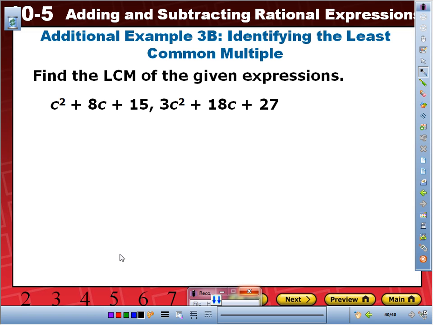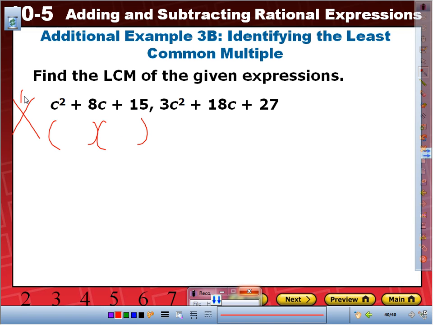So let's find our prime factors for this one. Is there a GCF? Nope. So we open two parentheses. Let's see, 15, that's 8. What factors of 15 add up to 8? 5 and 3, and I say 3 and 5. So therefore my factors are c plus 3, c plus 5. So these are my prime factors.